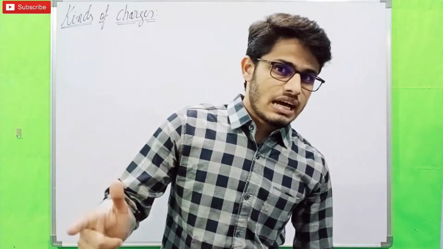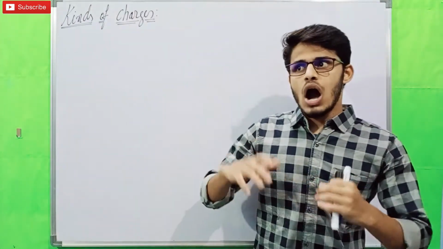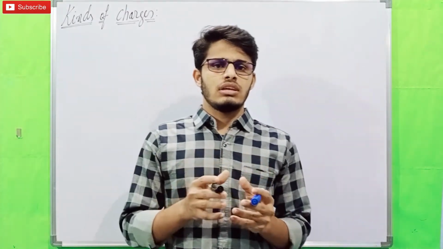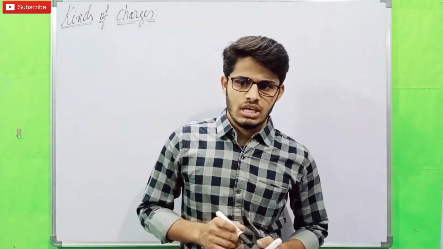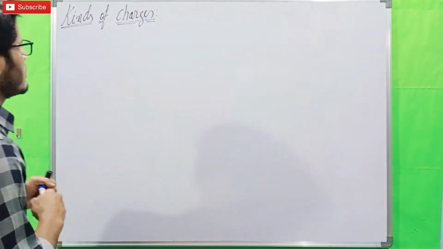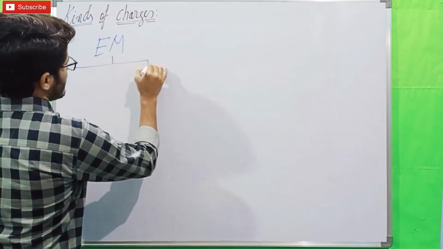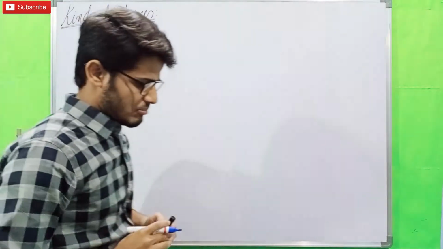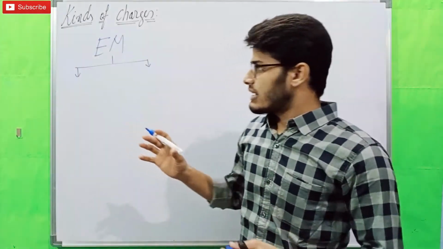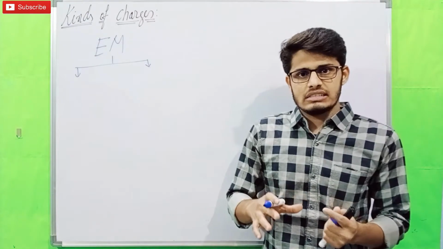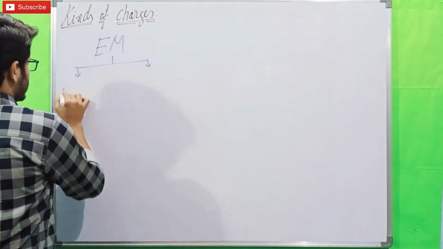Okay, so in the previous class we discussed how we discovered the charge, how we got to know that there is a thing called charge that exists in this universe. So you see, we are dealing with the theory called electromagnetic theory. The electromagnetic theory basically has two main parts. The first part deals with the charges which are at rest. The study of rest charge particles comes under electrostatics.